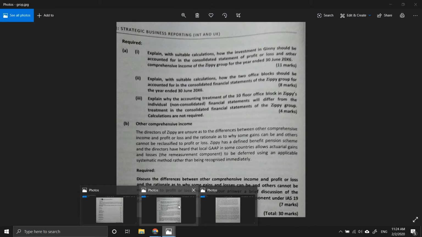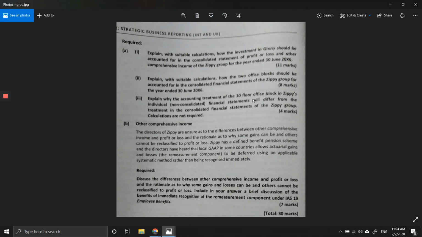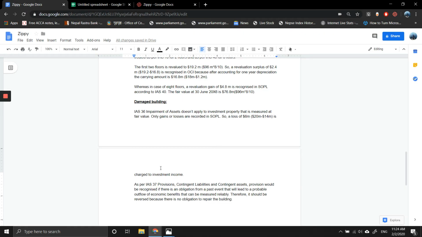Another thing that we need to look out for is: explain why the accounting treatment for the 10th floor office block in Zippy's individual financial statement will differ from the treatment in the consolidated financial statement, right? Okay, let's explain this. So it will be 1, 2, 3. Individual financial statement.